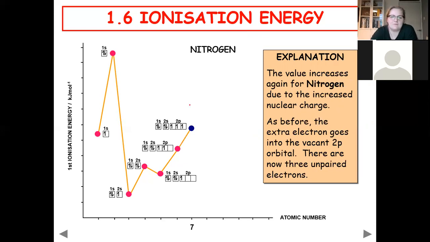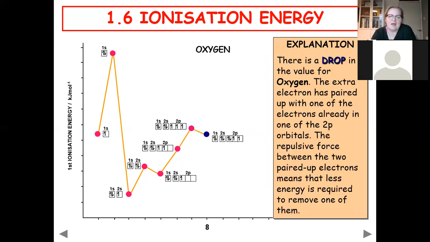And like we said before, we're filling each 2p orbital up with one electron first before pairing them. And this also comes into play with our ionisation energies. So then after nitrogen, we have oxygen, and we have a drop in the value of ionisation energy for oxygen. This is quite interesting. So why this happens is this outer electron, this last electron, in oxygen, has paired up with one of the electrons already in one of the 2p orbitals. So obviously we filled all the 2p orbitals with one electron, and now it's gone up and paired.